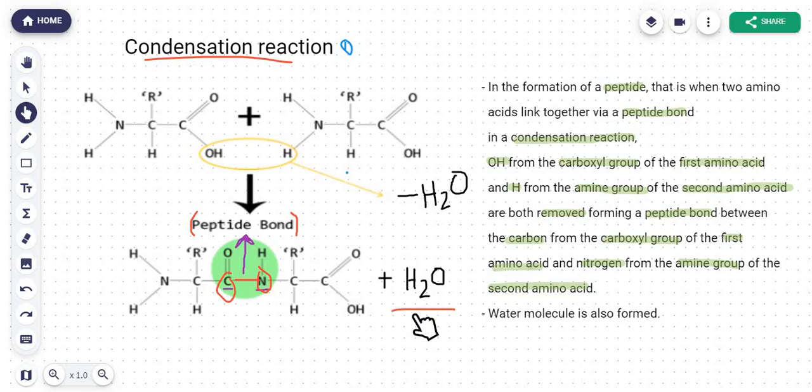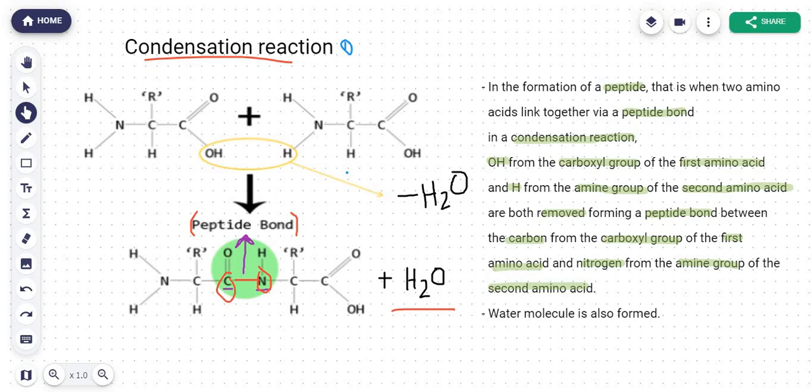And don't forget to show plus water molecule. You may get to draw this for like 3 marks, so you have to show it exactly like this. Write down that this is a condensation reaction, then do show that water is removed like this by showing negative H2O, and then you have to label the bond here as peptide bond, and then you have to show plus H2O. Do it this way and you'll get 3 out of 3 for that particular question.